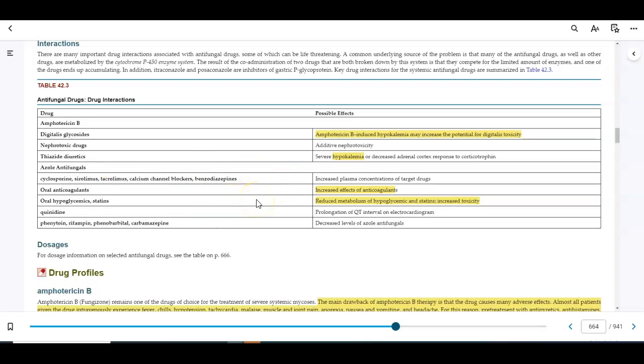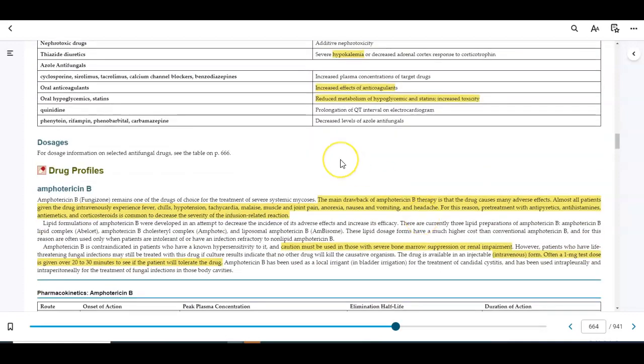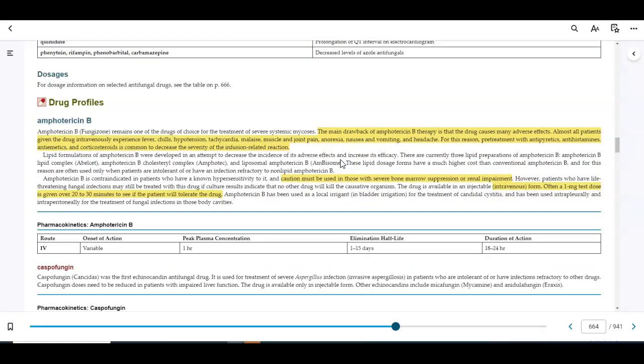Notice how it works with my interaction with oral anticoagulants, increasing the effects of those anticoagulants. So again, thinking about higher risk for bleeding with those individuals. And then with my oral hypoglycemics and my statins, it's reducing the metabolism, so it increases the toxicity of those 2 types of drugs, those hypoglycemics and my statins. So monitoring for that.